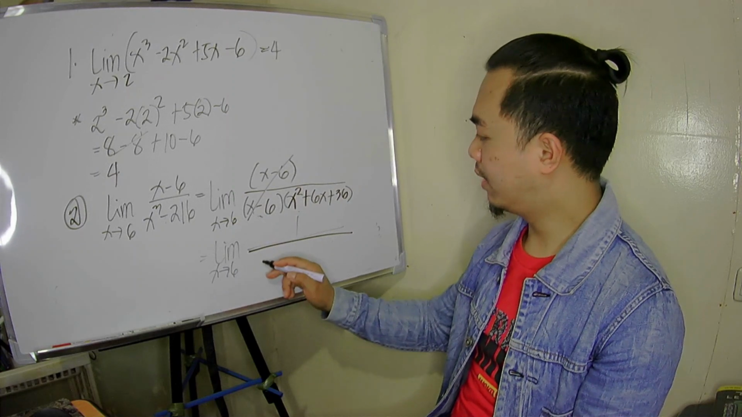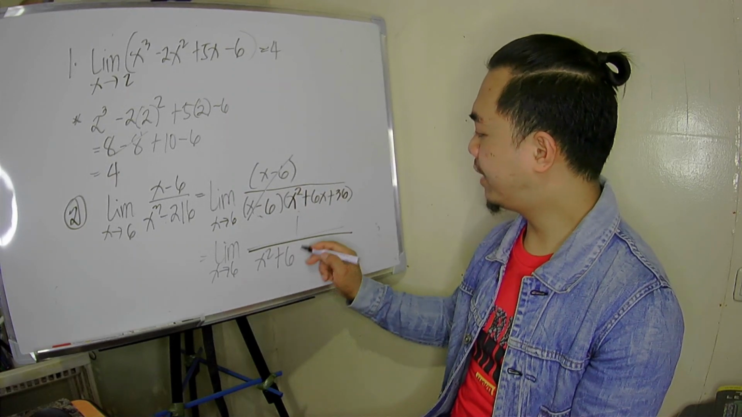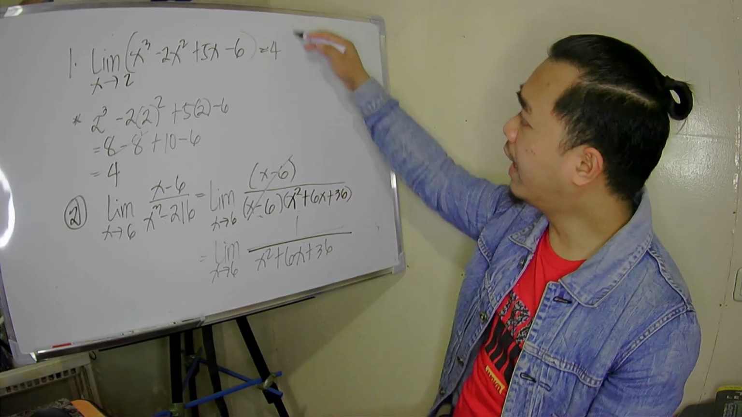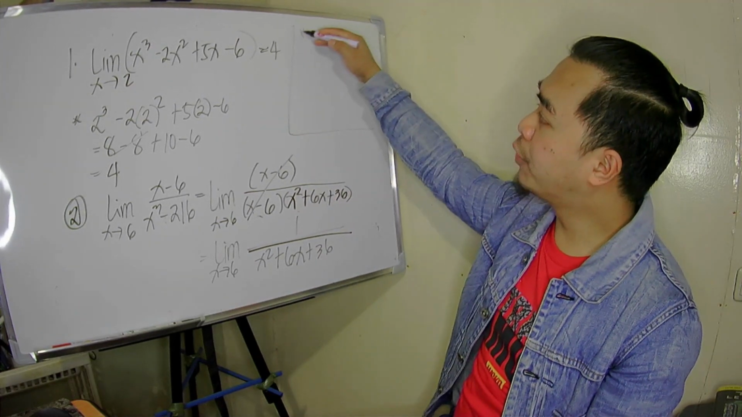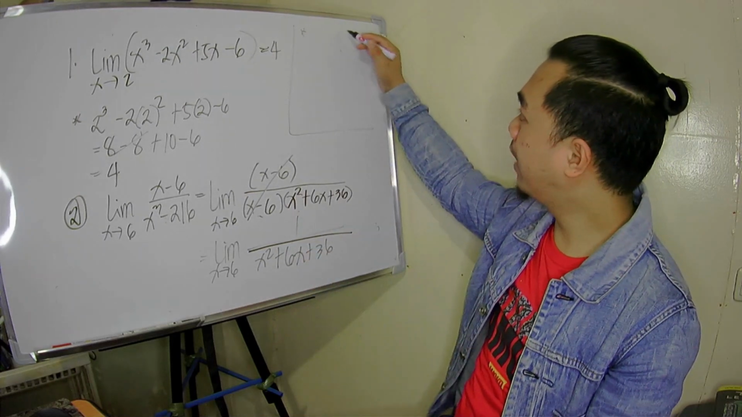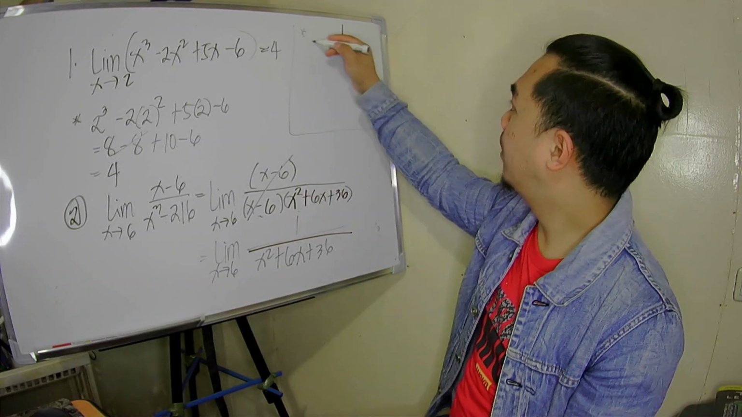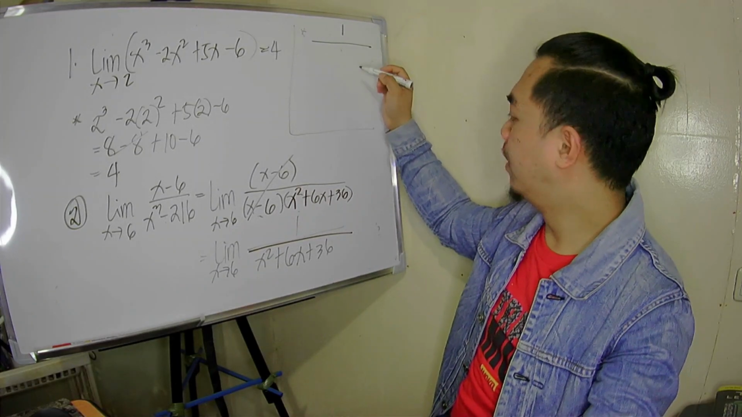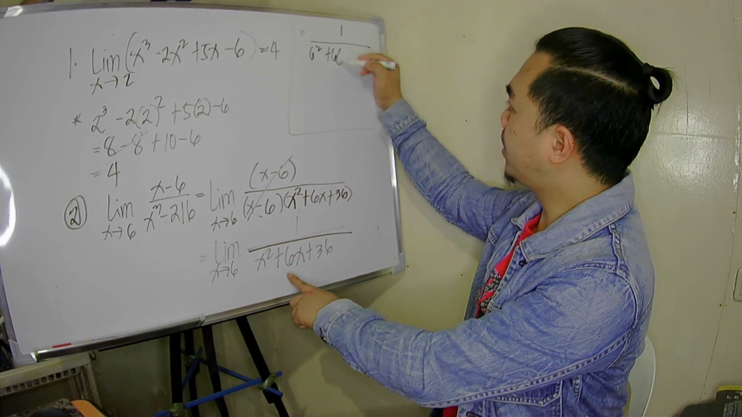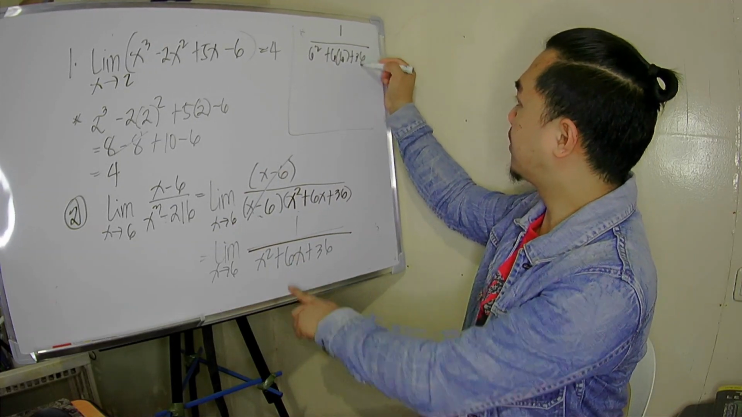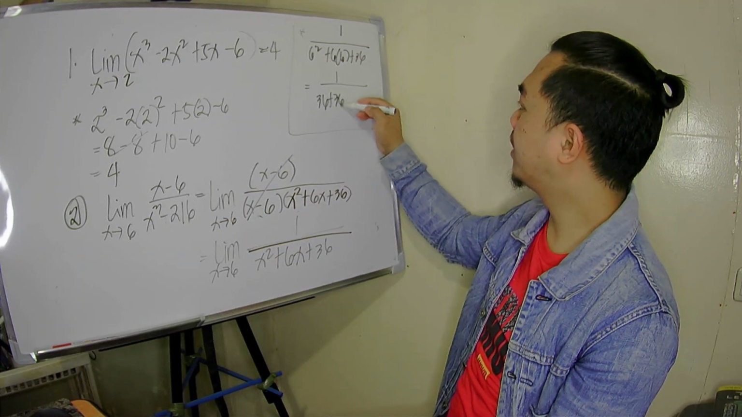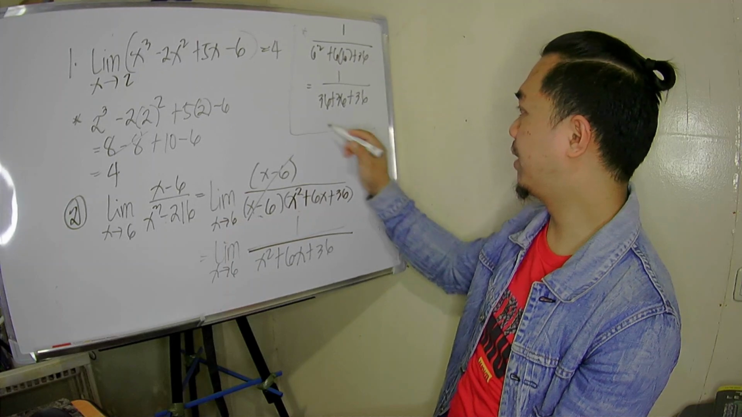X is approaching 6. We have x squared plus 6x plus 36. Now, we try to apply substitution. I-substitute na natin ngayon ang 6 dito. So, we have 1 over 6 squared plus 6 times 6 plus 36. We have 1 over 36 plus 36 o tatlong 36.